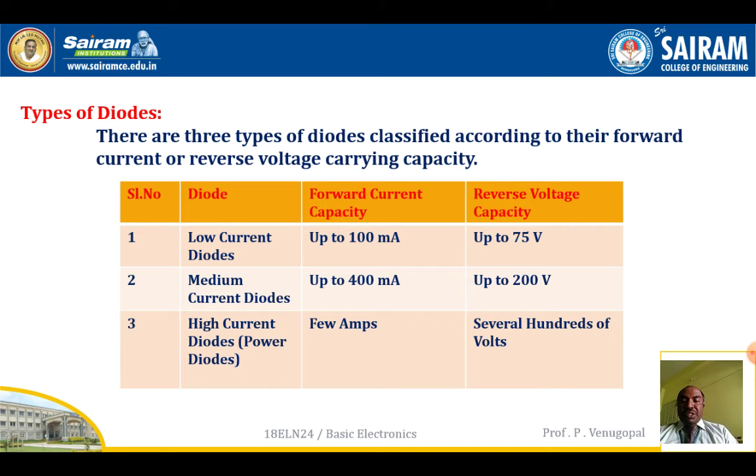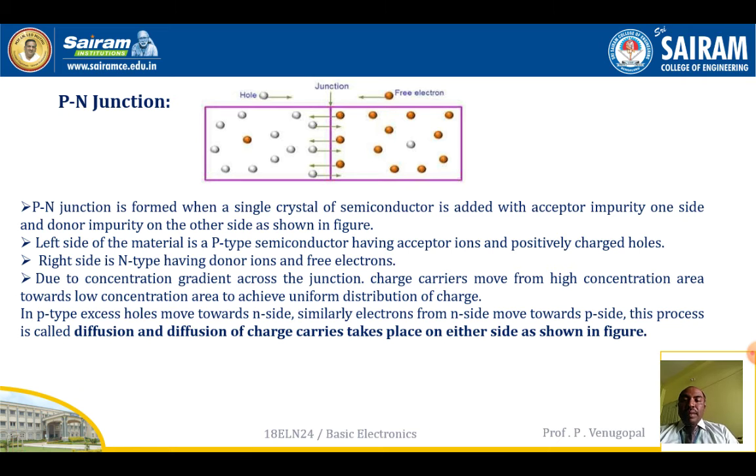Next is types of diodes. We have three types of diodes, classified based on their forward current and reverse voltage capacity. The first classification is low current diodes, where the forward current capacity is up to 100 milliamps and reverse voltage capacity is up to 75 volts. Second category is medium current diodes, where the forward current capacity is 400 milliamps and reverse voltage capacity is 200 volts. Third category is high current diodes, where the forward current capacity is a few amps and reverse voltage capacity is several hundreds of volts. PN junction.